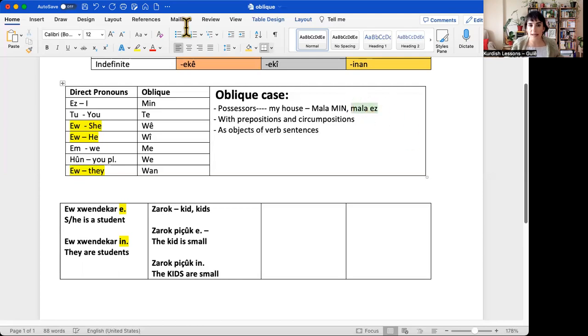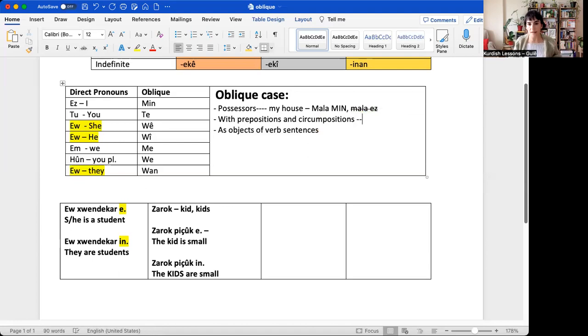You say mala min, mala te, Malawi, Malame, Malawe, Malawa. So it's with possessors. When someone is owning something, this person, the owner, the possessor, will be in oblique case. It is our first rule. And the second rule is with prepositions and circumpositions.